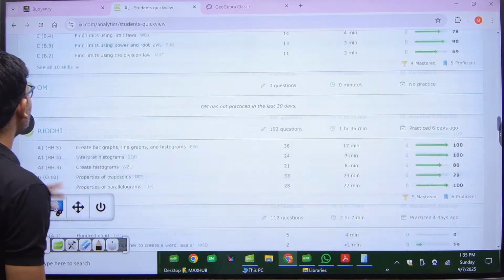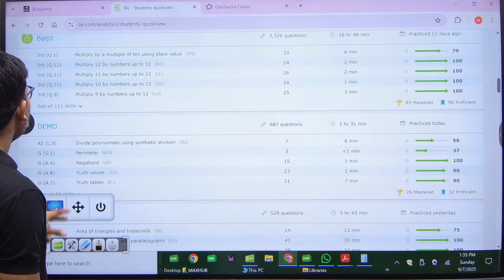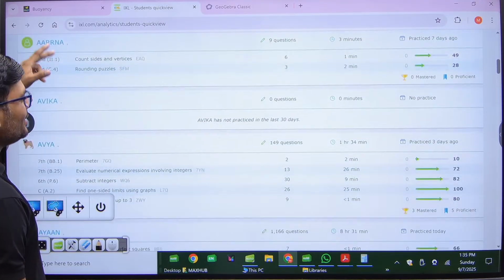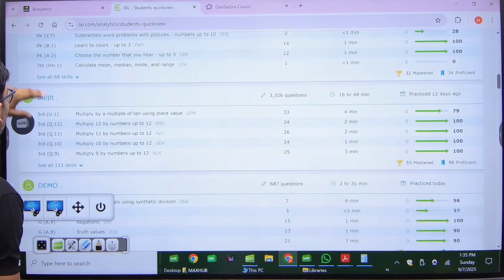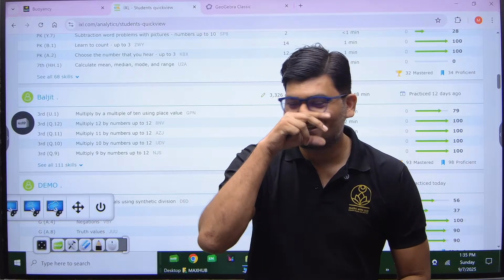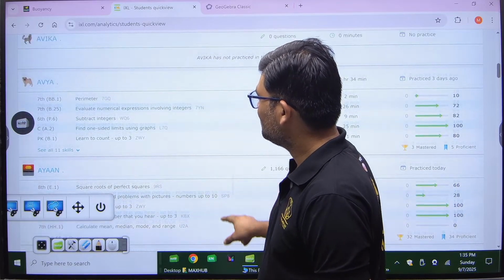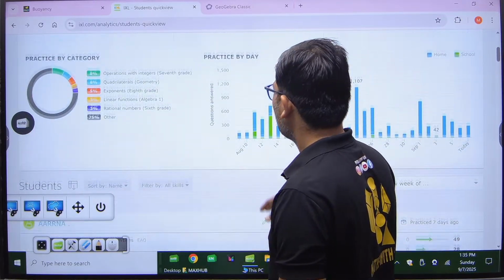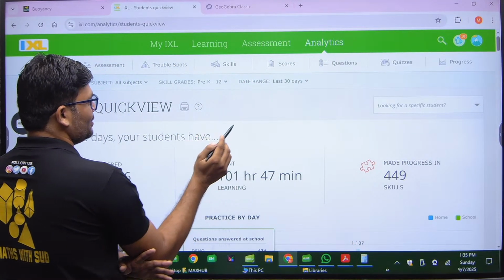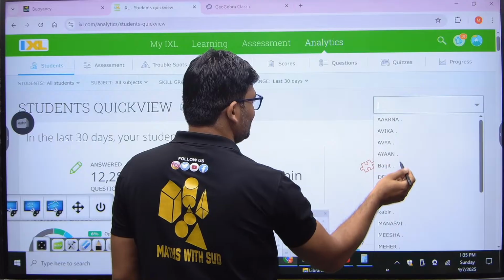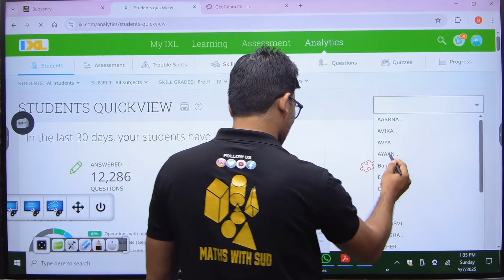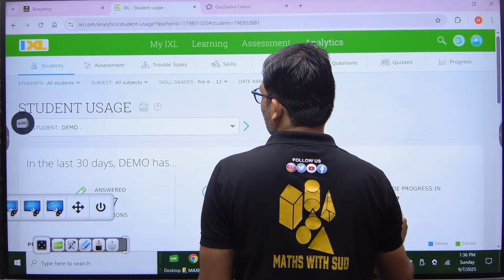Let me see what Akriti has done. Akriti hasn't opened the sheet as well, I think. Akriti's name is also not here. Ayan, you haven't done a single question. Yes, I have, sir. No, in the last 30 days, you haven't done anything. See, I can show you here. Not possible. I think there might be some mistake in the name.